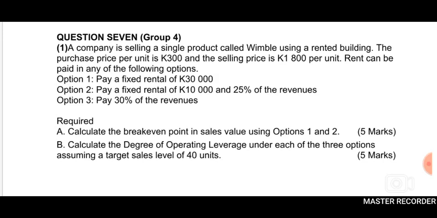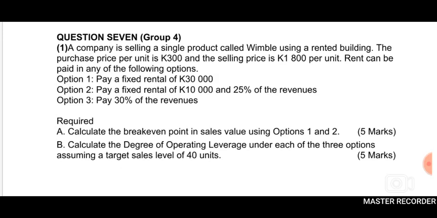Option 1, pay a fixed rental of 30,000. Option 2, pay a fixed rental of 10,000 and 25% of revenues. And option 3 is pay 30% of the revenues. So A, calculate the break-even point in sales value using option 1 and 2. How do you calculate break-even point in sales value?